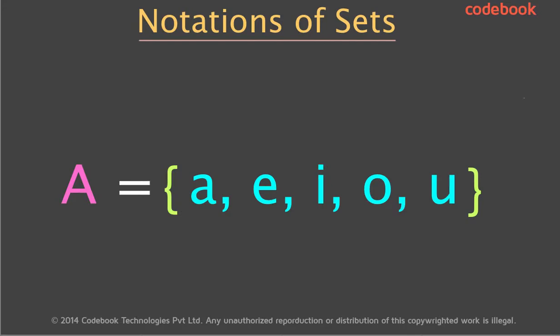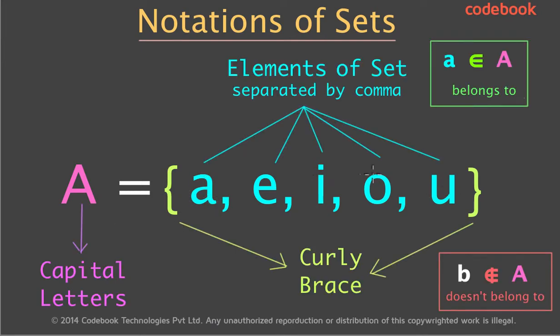In this lesson, we will look at the notations of set. A set is notated as seen here. So the elements of the set are separated by a comma and they are enclosed in these curly braces. So these brackets that you see here are called curly braces. So we enclose the elements of the set separated by commas within the curly braces.